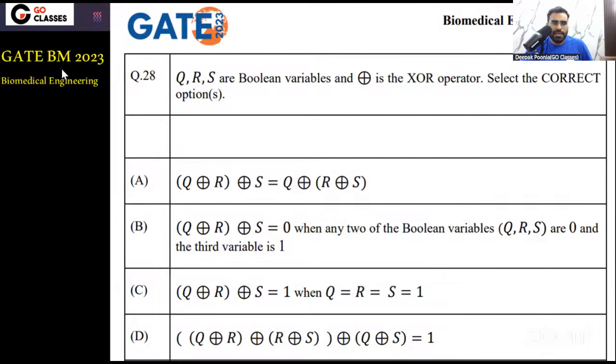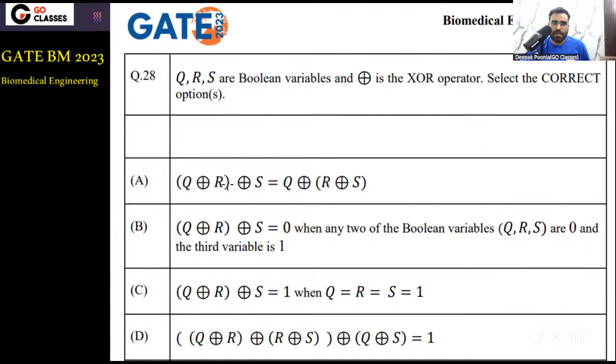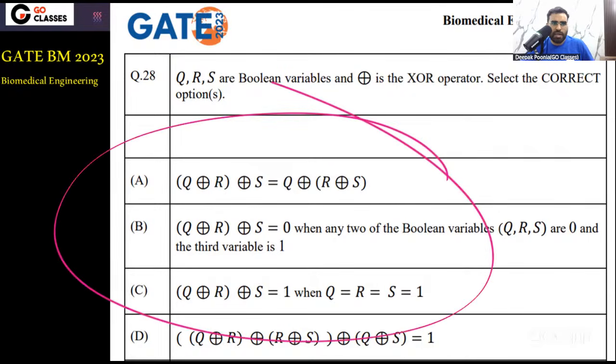Let's solve GATE Biomedical 2023 question. Question 28. Q, R, S, these are Boolean variables and this symbol is for XOR operator. Select the correct options. This is a MSQ question. One or more options can be correct. Now this question is purely based on XOR.